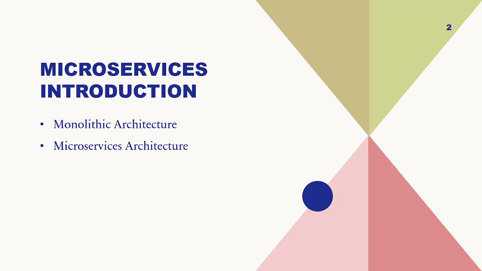As for microservice architecture, in contrast, microservices break down the application into a collection of smaller and independent services. Think of it like a team where each person has a specific role. Each service is like a mini application responsible for one aspect of a larger system, operating independently and communicating with others through APIs.